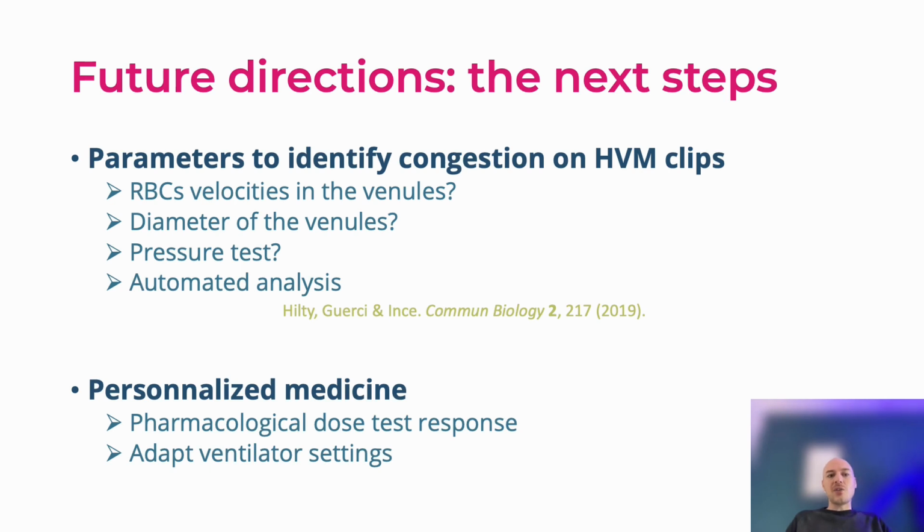So what are the future directions? We need parameters to identify congestion on HVM clips. So will it be red blood cell velocity? Will it be the diameters of the venules, the pressure test? I don't know yet, but we require an automated analysis for doing that. And we will move forward to personalized medicine with probably more and more pharmacological dose test response and probably adapt ventilator settings.